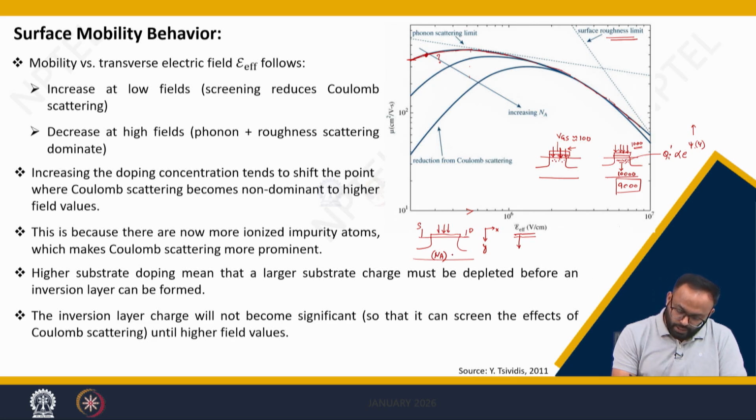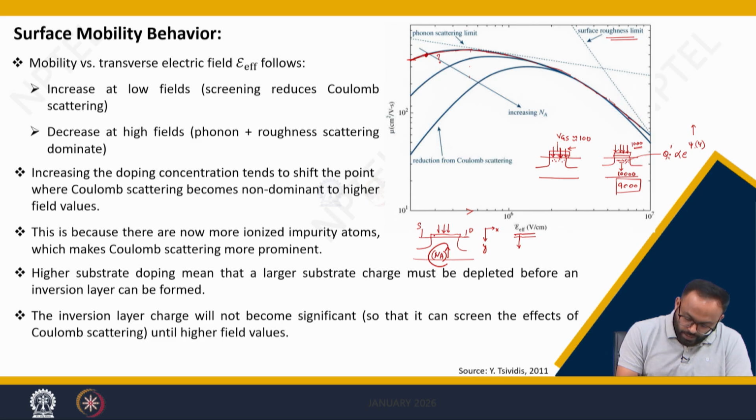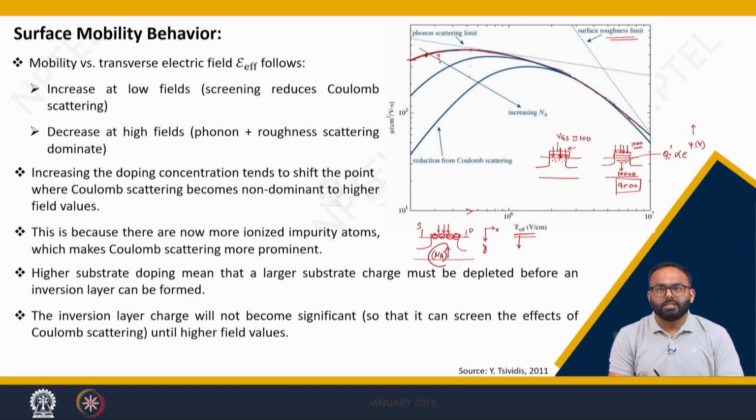Now what will happen if you increase Na? The Coulomb scattering can also be caused by charges present in the oxide, which are trap charges. They also contribute to Coulomb scattering. But for the sake of simplicity, let us consider you are increasing the substrate doping. If you increase the substrate doping, what will happen? First of all, because of Coulomb scattering, the mobility decreases.